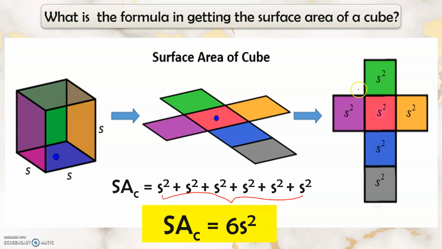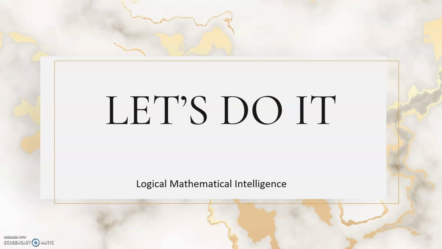Okay, so since the area of this square face here is just the same with the area of the other 5 square faces because they are congruent, we can just simply get the area of one square face and multiply it by 6. Now let's try to find the area of the following cubes.